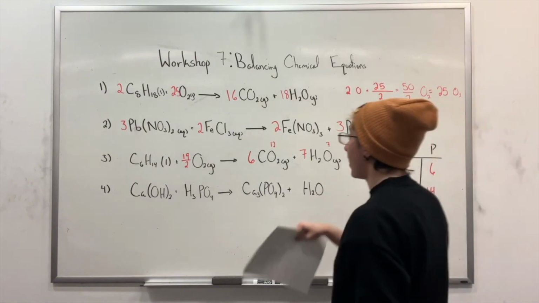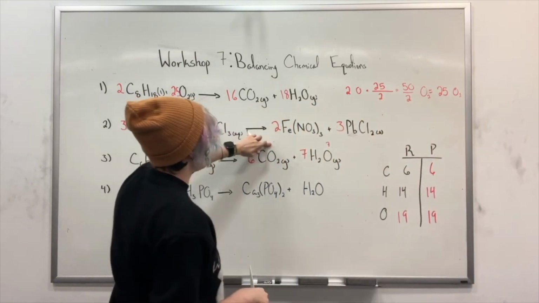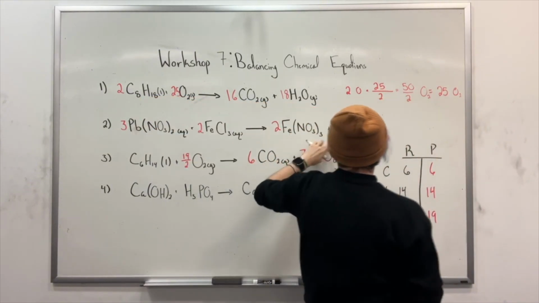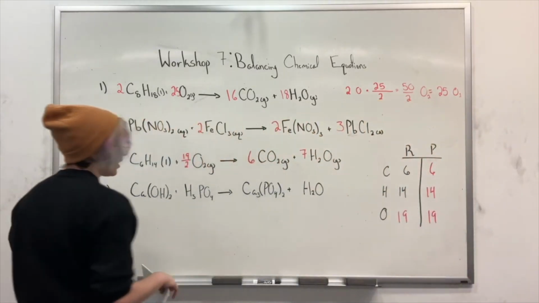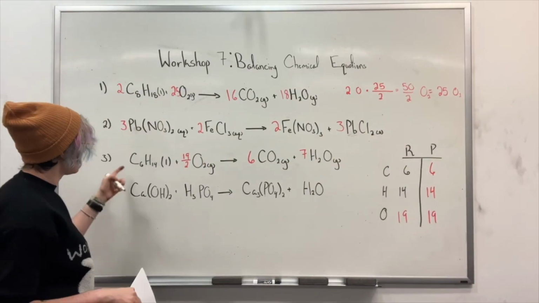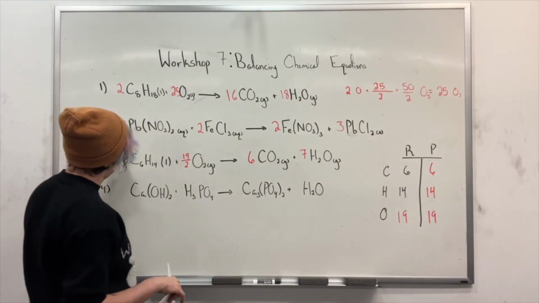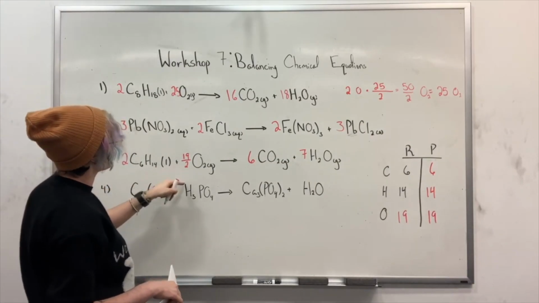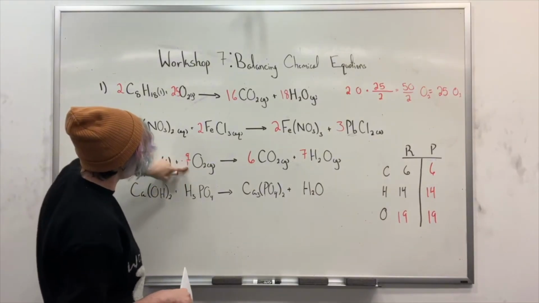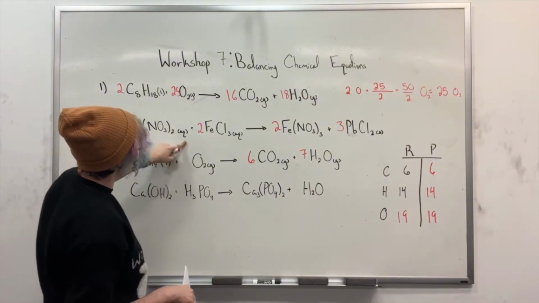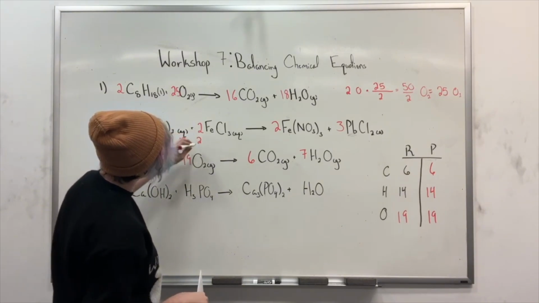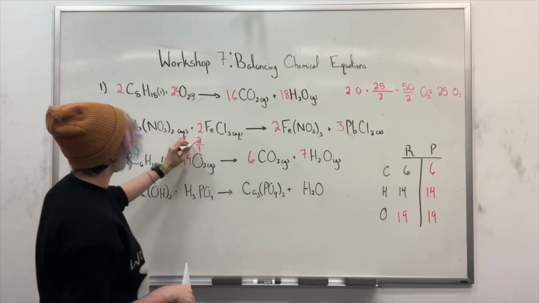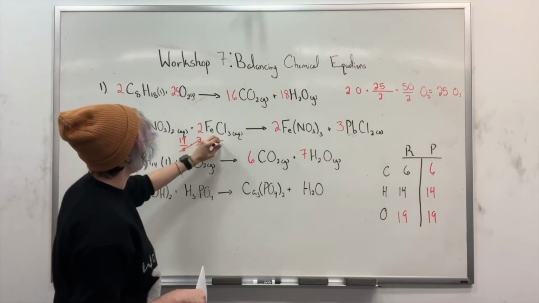But if we have a fraction, we cannot say that this is a final answer. So instead, we have to get rid of that fraction somehow, and we're going to multiply the entire equation by 2. So 1 C6H14 becomes 2. 19 over 2 times 2, denominator and numerator cancel out. You are left with just 19. Those completely cancel to give you 19.